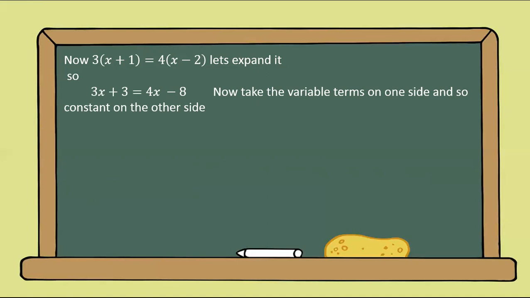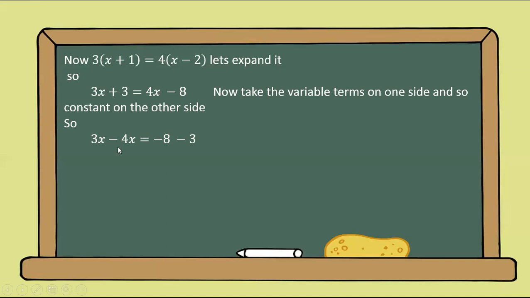Now take the variable terms on one side and the constant on the other side. We will have 3x minus 4x is equal to minus 8 minus 3. How? Because we know that 4x was positive here, so when 4x goes to the other side, it becomes negative, and 3 was positive here. When 3 comes over here, it becomes negative. On the other hand, minus 8 is already there, and on the other side, 3x is already there.